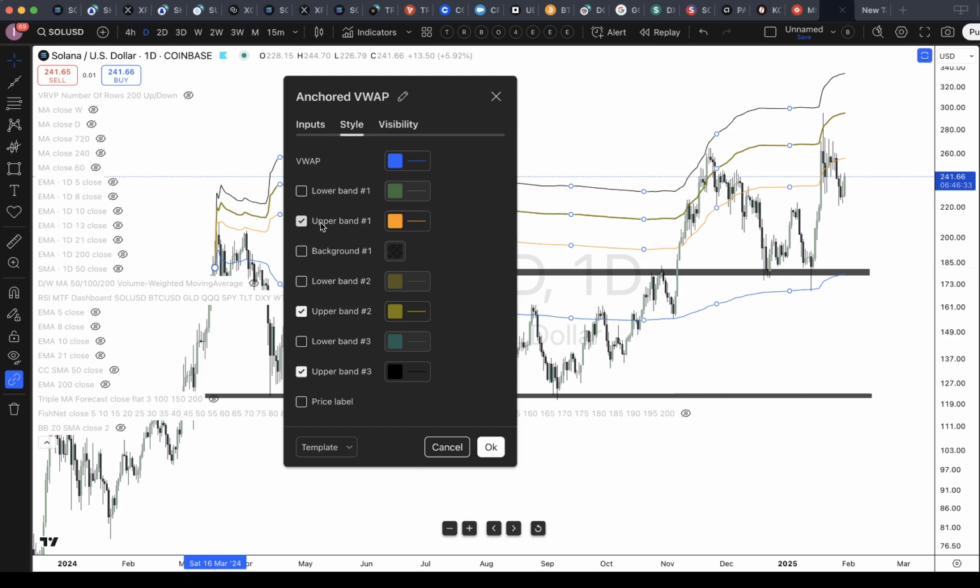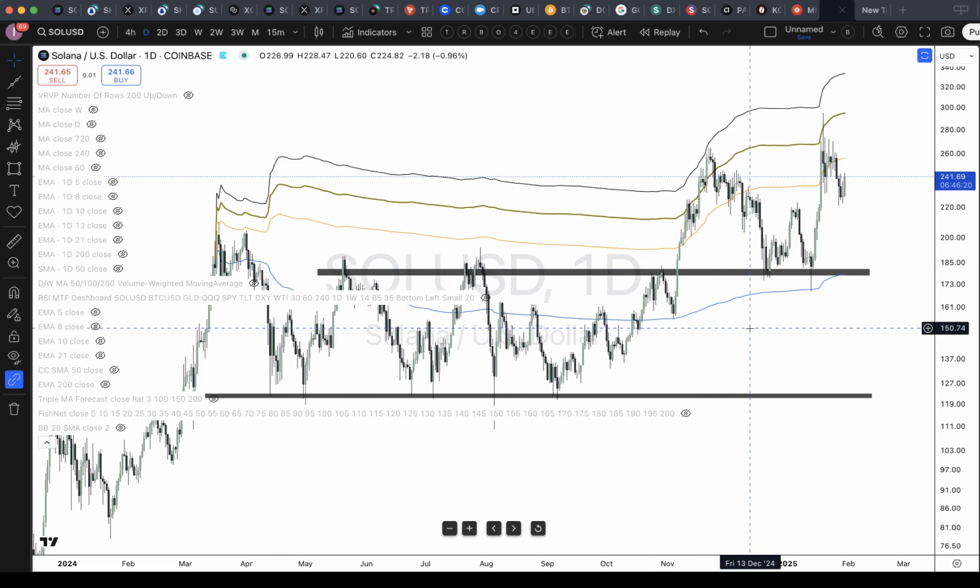So we've got the upper band box checked there, the second band there, and then the third one. But what's also cool is you can go the opposite direction as well. You can go the lower bands. But in this example, I'm just going to stick with the uppers.